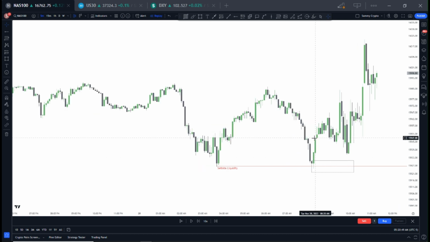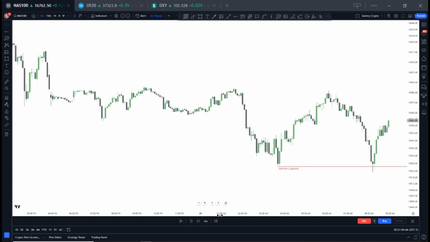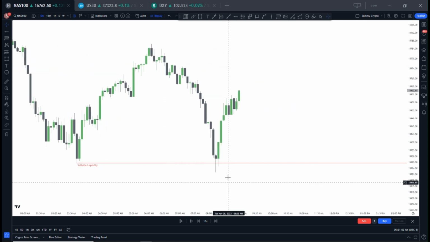You want to check for the series of the last down close candles if price is taking out a sell side liquidity. If price is taking out a buy side liquidity, you want to check for the series of the last up close candles. Now, what do I mean by that? Well, check for the series of the last down close candles.